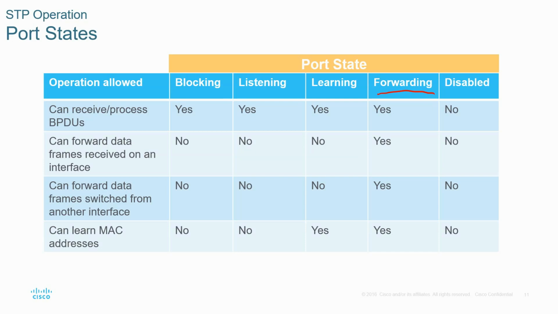The learning state is also a transitional state, meaning that the port can only remain in this state for a limited period of time. Typically, it is also 15 seconds. And then it can transition to the forwarding state, where it can do everything. So if a port is in the blocking state, it has to first transition to listening, then learning, and then forwarding state before it can actually send and receive packets.